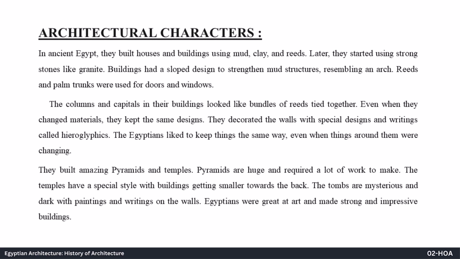They decorated the walls with special designs and writings called hieroglyphics. The Egyptians liked to keep things the same way, even when things around them were changing. They built amazing pyramids and temples. Pyramids are huge and required a lot of work to make. The temples have a special style, with buildings getting smaller towards the back. The tombs are mysterious and dark, with paintings and writings on the walls. Egyptians were great at art and made strong and impressive buildings.